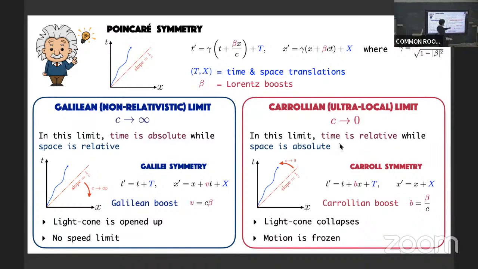And this Carroll symmetry also reflects the fact that you have relative time and your space is absolute. And you have the analog of velocity in this Carrollian limit, the Carrollian boost. And again, if you look at the structure of the light cone in your space-time diagram, if you take c to be zero, then the light cone shrinks, so it collapses. So naively, it means that your particle cannot move, so the motion is kind of frozen in this limit. So this limit is kind of strange. It's peculiar, and it's kind of opposite to what we are used to.